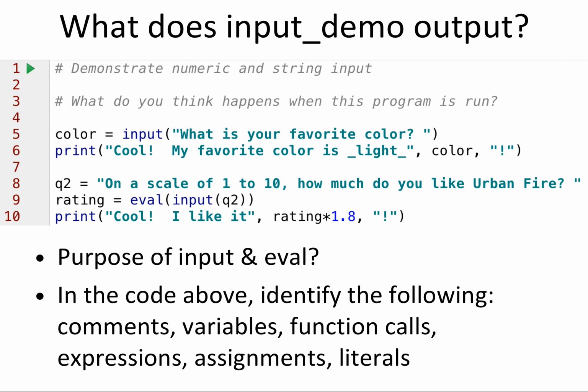We also have some expressions. Expressions are mathematical expressions such as rating times 1.8. We also have three assignments here: color equals, Q2 equals, rating equals. And we have quite a few literals. We have string literals: "What is your favorite color?", "Cool, my favorite color is", "On a scale of 1 to 10", and "Cool, I like it". Those are all string literals, and you can tell because they're surrounded by double quotes or single quotes. We also have a numeric literal here, 1.8, which is a float literal.